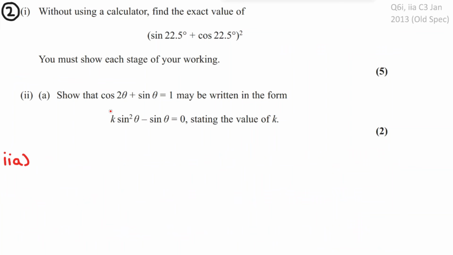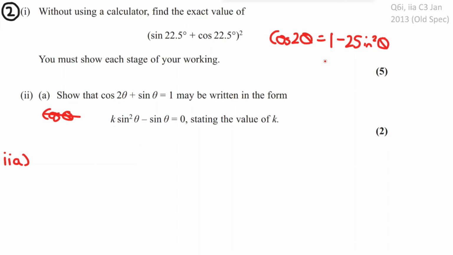So for the second part, we need to show that cos 2 theta plus sin theta is equal to 1 can be written in this form here. This doesn't actually have anything to do with this first part here. As there is only sin theta in this and there is no cos theta, this is an indication that we want to write cos of 2 theta in the format 1 minus 2 sin squared theta, because we only have sin theta in this part here.